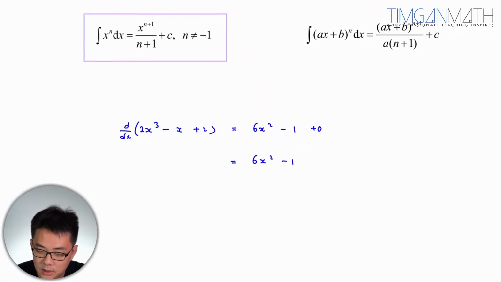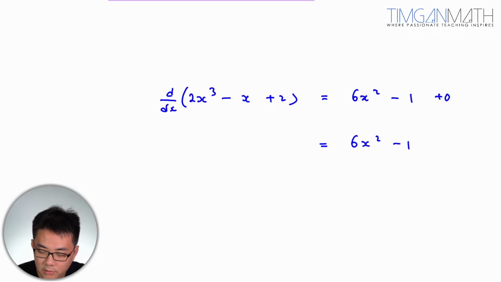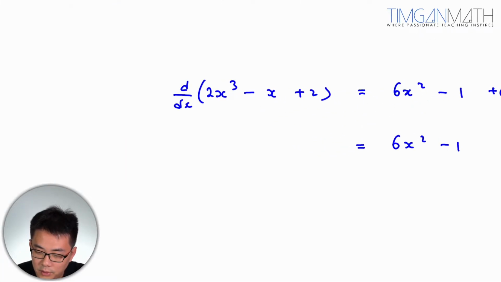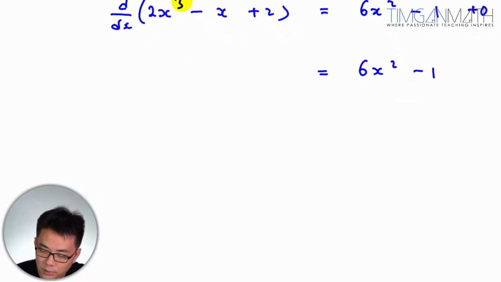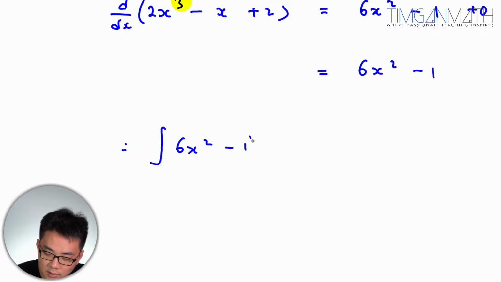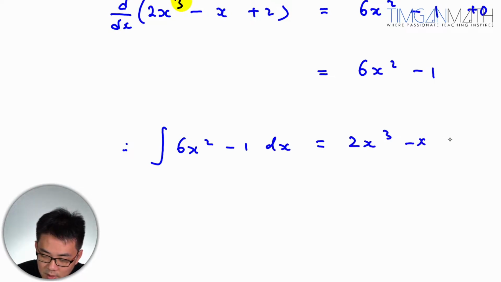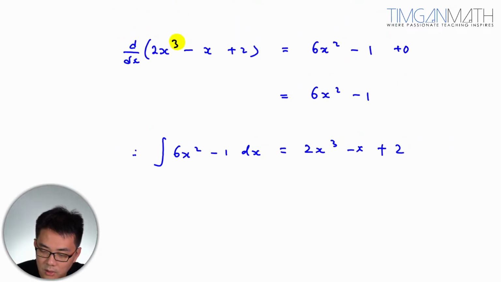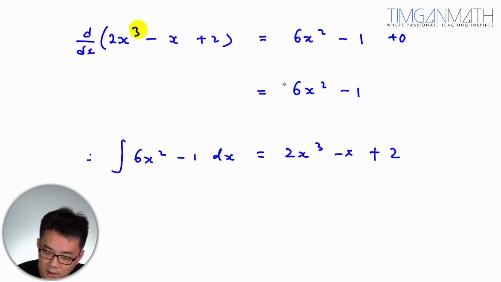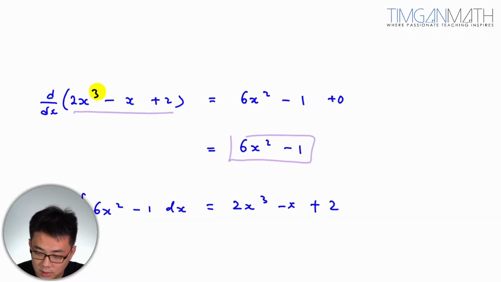this is where the power function happens, because when we differentiate, we could write it down as, hence, the integration of 6x squared minus 1, dx is equal to 2x cubed minus x plus 2. So with respect to this part here, you integrate this, it will give you this. Now, but please take note, because this is a constant.